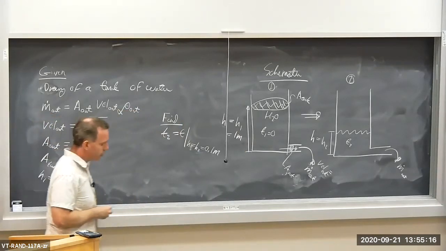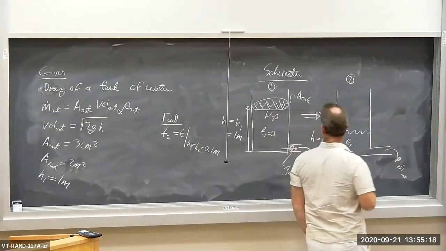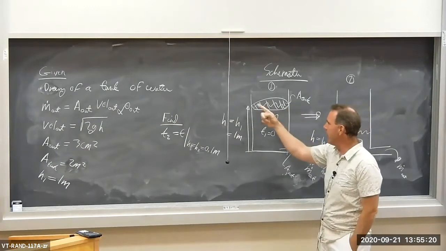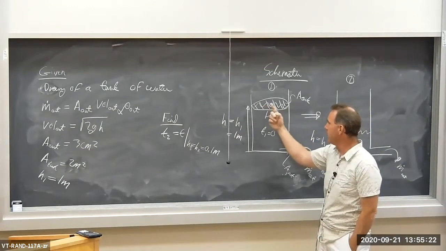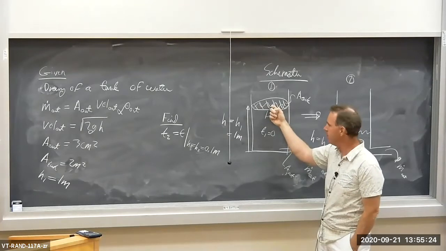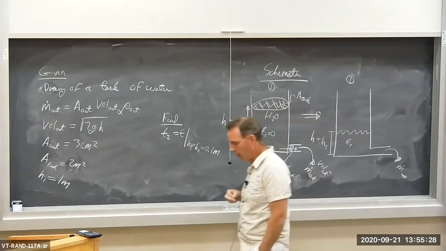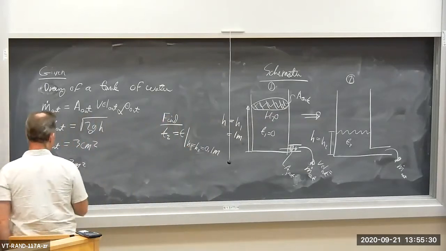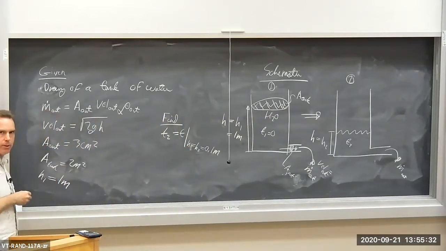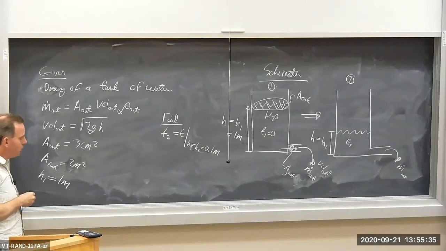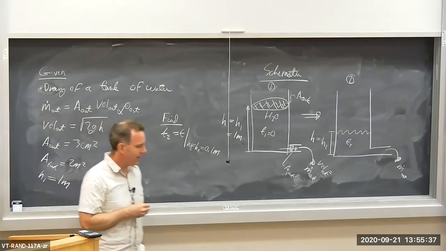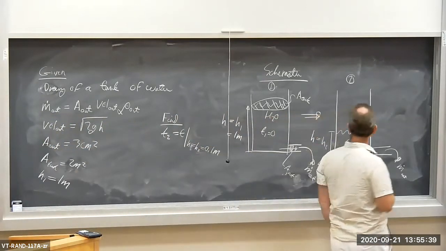Okay, and it's a circular tank. The cross-section area of the top of the tank is equal to A tank. So it's a circular tank. The top cross-section area is A tank, and that's equal to 2 square meters. So it's a 2 square meter area tank with a height H.